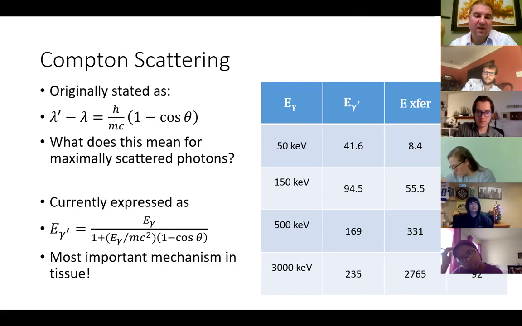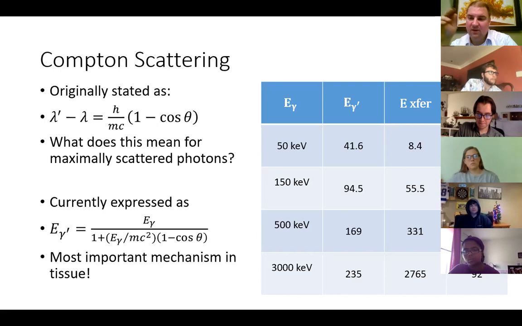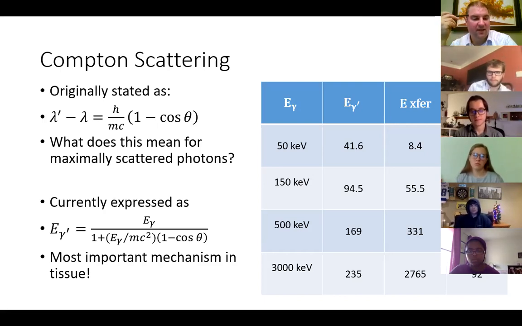We currently think of Compton scattering, or we use the equation more often, as the equation here for E gamma prime. So the energy of the scattered gamma ray is equal to the original energy of the gamma ray divided by everything there in the denominator: 1 plus the original energy of the gamma ray over mc squared. That could be our 511 now. Yeah, the m earlier should have been kilograms for the electron, not the 511. The mc squared there can be our 511 keV, especially if we're expressing the gamma ray energies in keV, times 1 minus cosine theta, where theta is the scattering angle, okay?